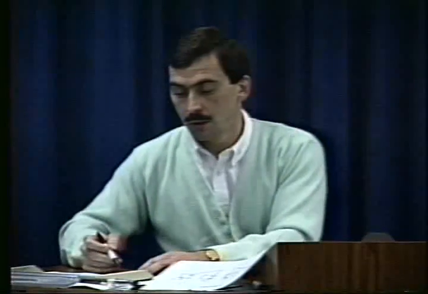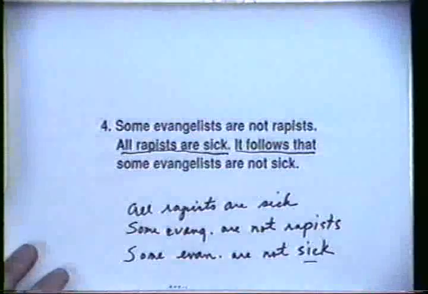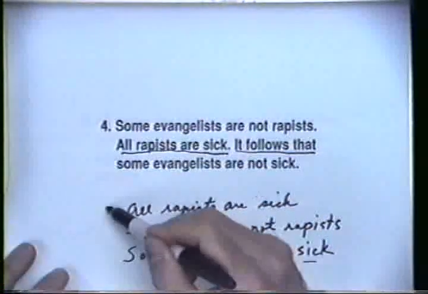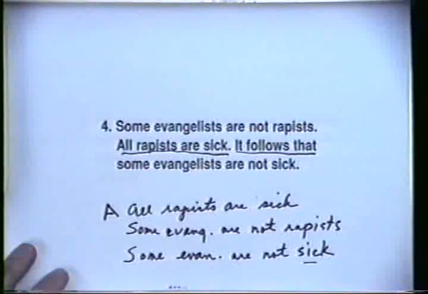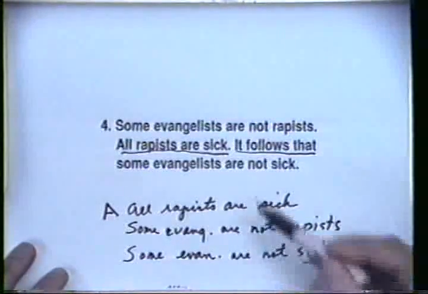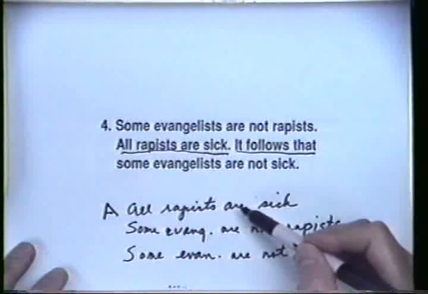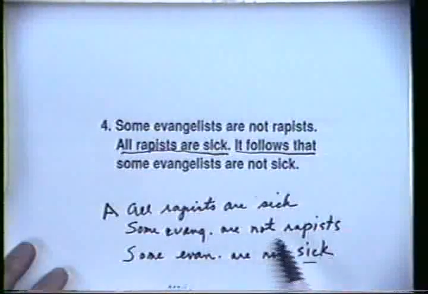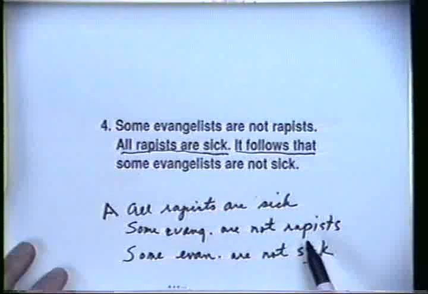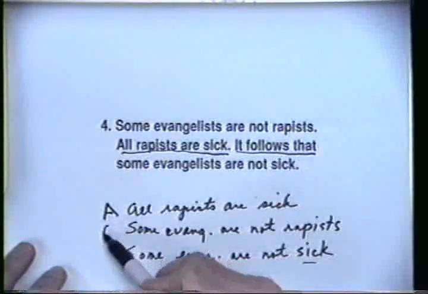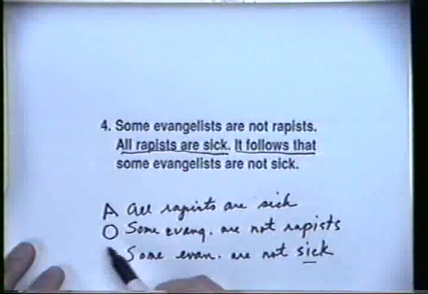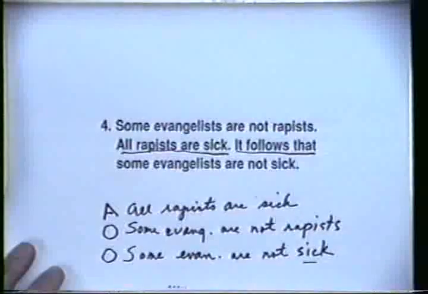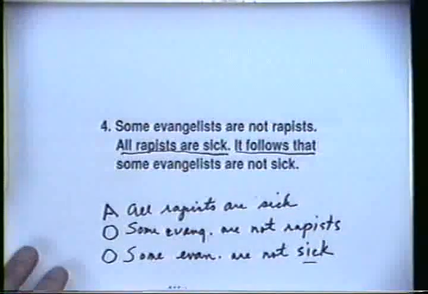And now we need to figure out the mood. The mood, you'll remember, is the letter names of both premises and conclusion. So we have an A sentence as the major premise. We have some S are not P as the minor premise. That, you'll remember, is the particular negative sentence, or O. And some evangelists are not sick, the same kind of sentence, O. So we have A, O, O as the mood.